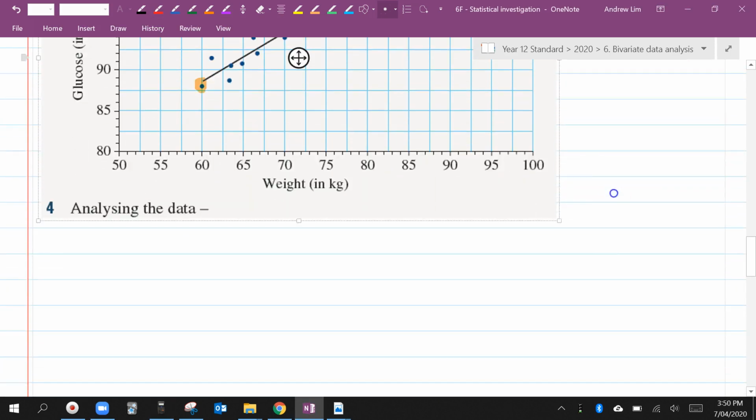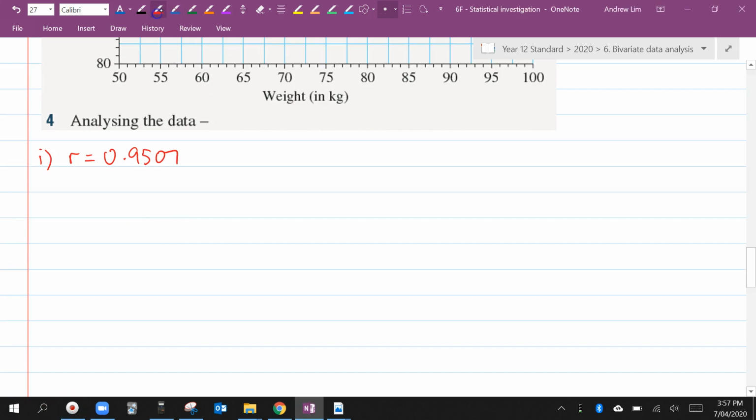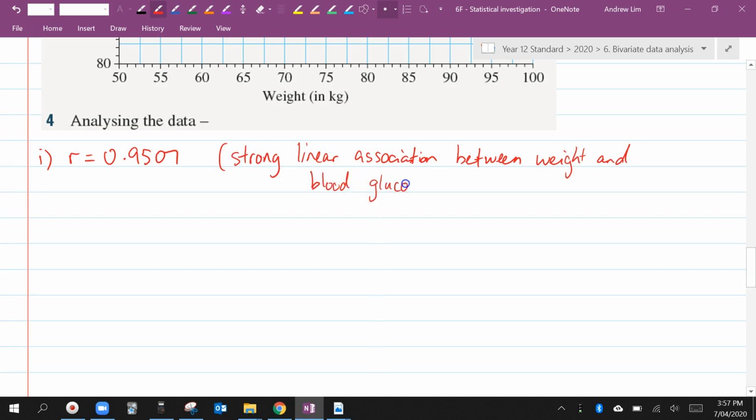So I'm going to type in here, R is equal to 0.9507. So what that means is that there is a strong linear association between the two variables, between weight and blood glucose level. Okay, there's a strong relationship between these two variables.